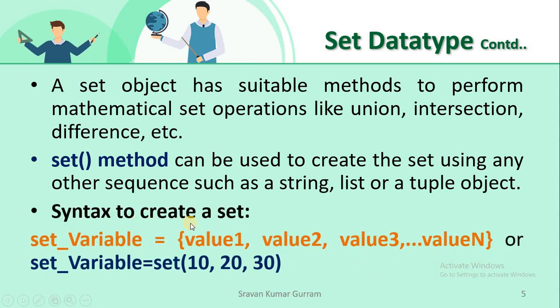The syntax to create the set is: set variable name, assignment, and within the curly brackets you need to write the values separated by commas. Or: set variable name, assignment, set method. Here we are using the set method to create the set. Within the parentheses you need to write the elements, then the set will be created.